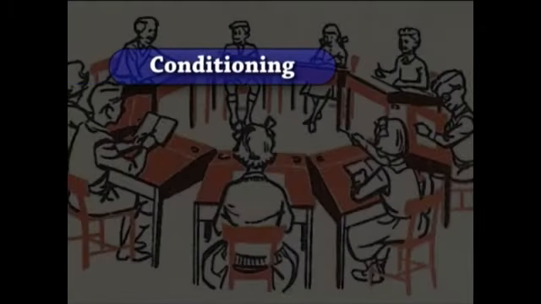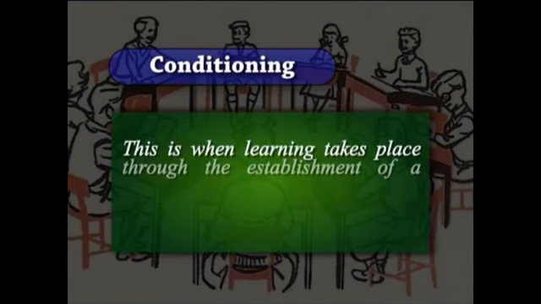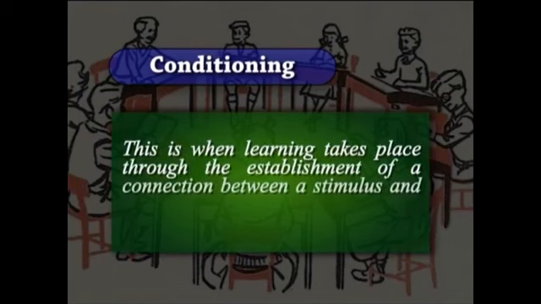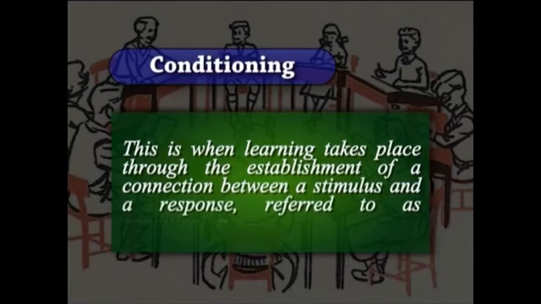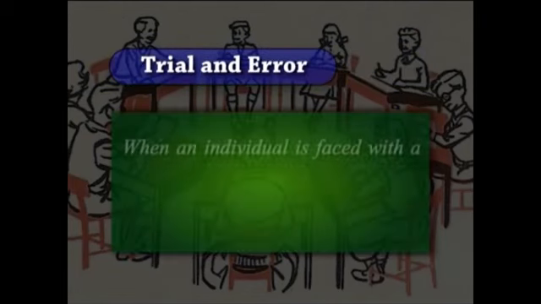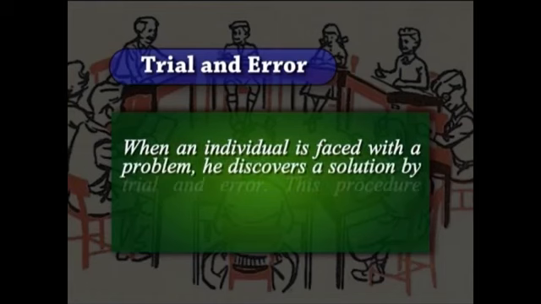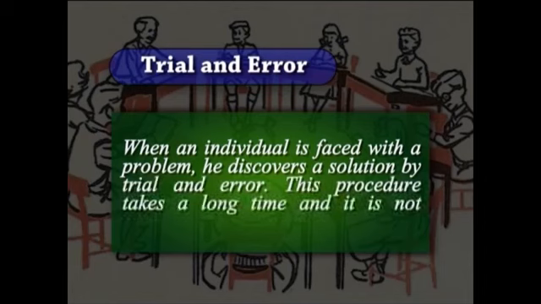Number 1, conditioning. This is when learning takes place through the establishment of a connection between a stimulus and a response, referred to as conditioning. Number 2, trial and error. When an individual is faced with a problem, he discovers a solution by trial and error. This procedure takes a long time and it is not efficient.